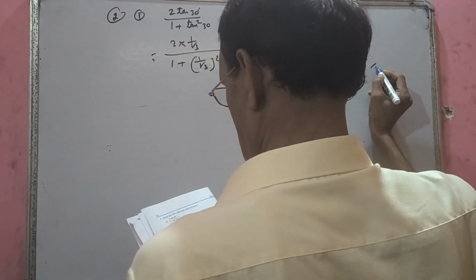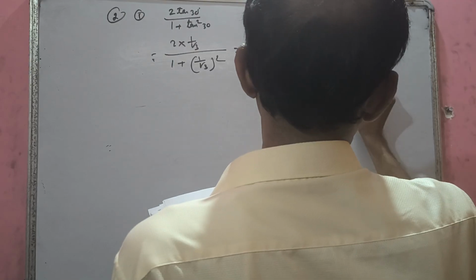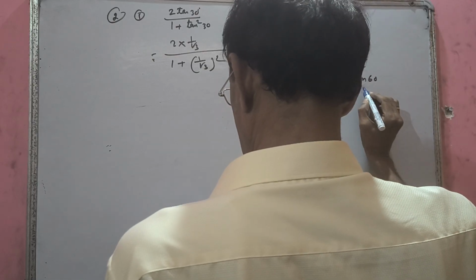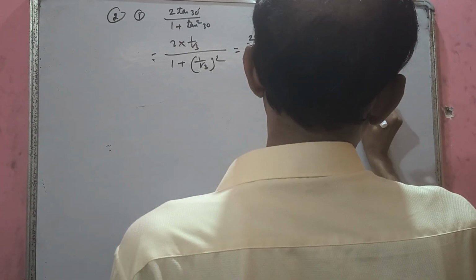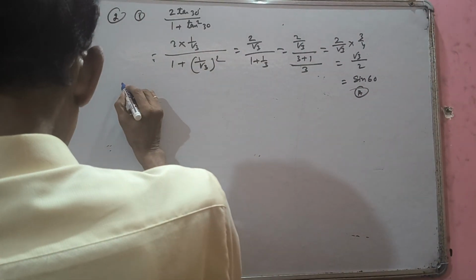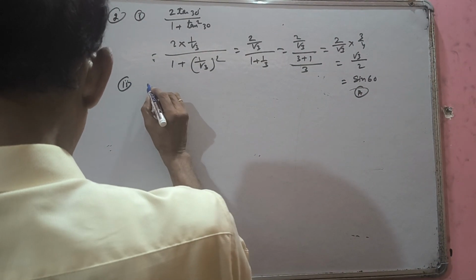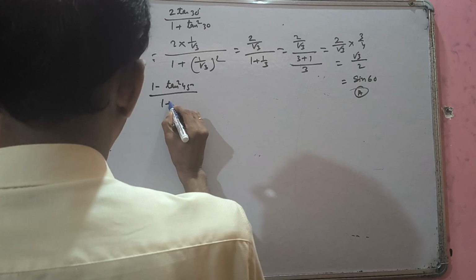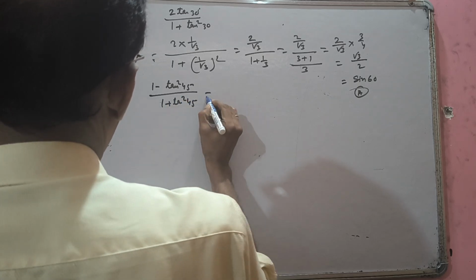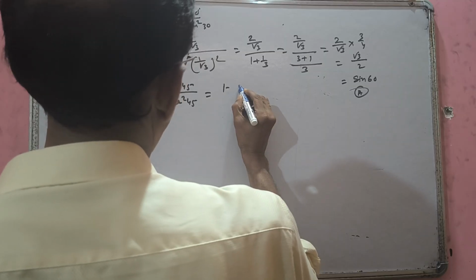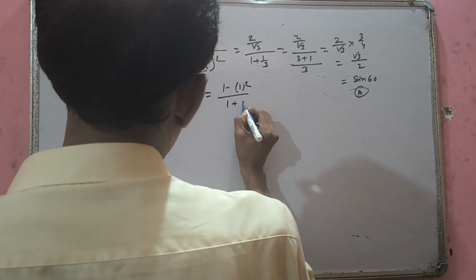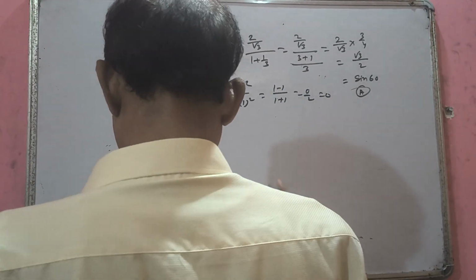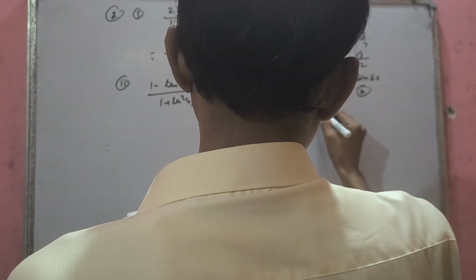This is the answer. So root 3 by 2 is the numerical value of what trigonometric ratio? Sin 60°. So which option is correct? Option A is correct. Number 2: 1 minus tan² 45° by 1 plus tan² 45°. This is 1 minus tan² 45°, which is 1 only, so 1 plus 1 square. So how much will 1 minus 1 by 1 plus 1 be? 0 by 2 equals 0. So option D is correct. Okay.